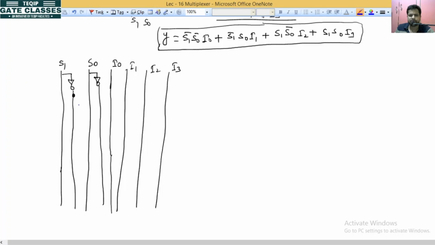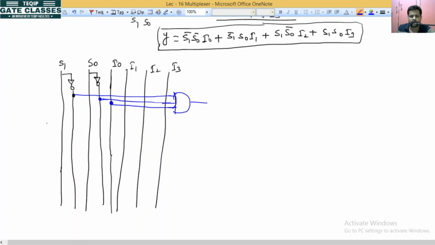Okay, next is S0 bar, so S0 bar you get from here. Next one is I0, you get from here. So you just take outside all these with the wires, and you have to connect all these three inputs with one AND gate. So it is a 3 input AND gate.